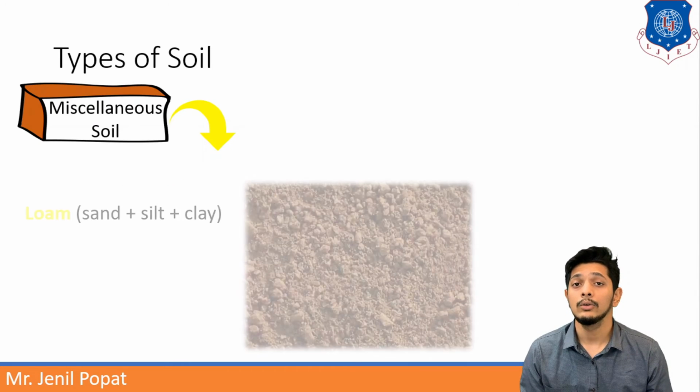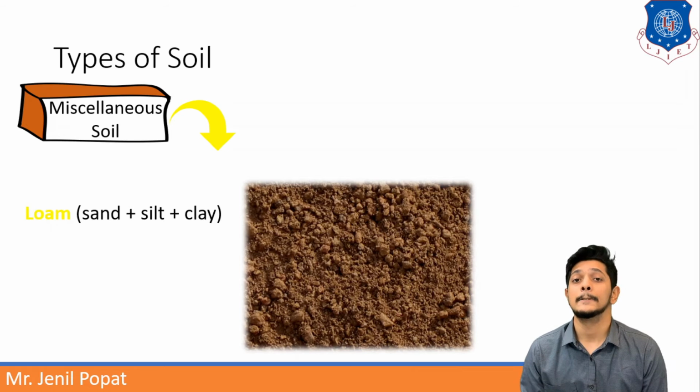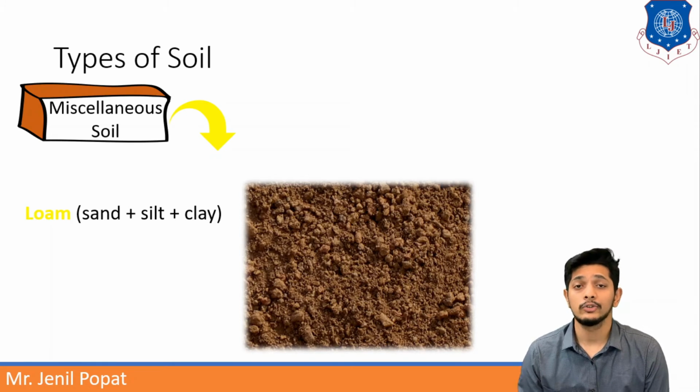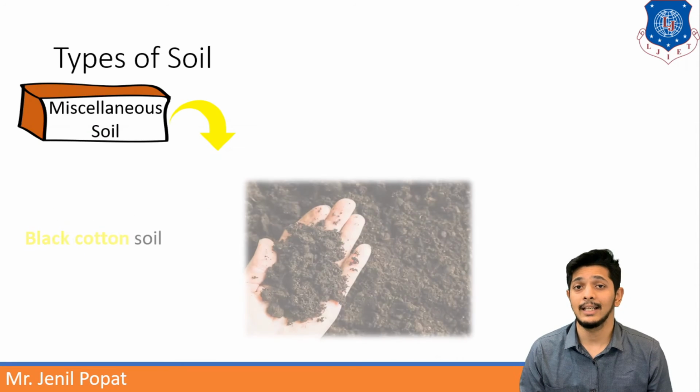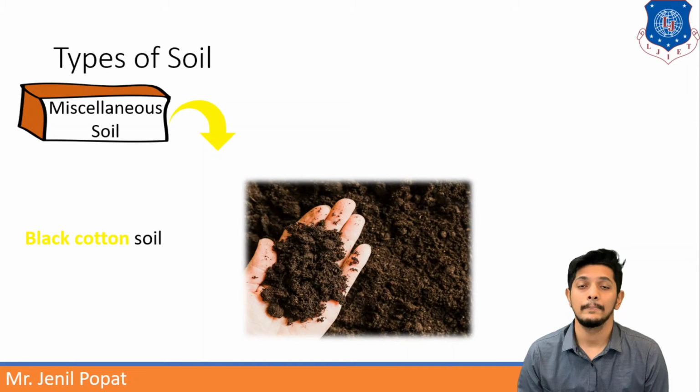Moving forward to the third type, that is loam. Loam is a very popular soil which is a combination of sand, silt and clay. There is no single type of soil based on particle size, but a mixture of sand, silt and clay. You can see this in the picture. Moving forward to the next type, that is black cotton soil.